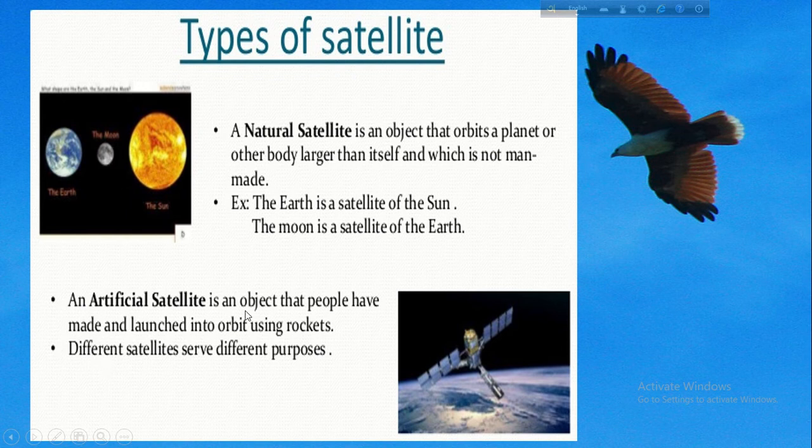An artificial satellite is an object that people have made and launched into orbit using rockets. The objects that are sent by men to outer space to revolve around the earth for getting different types of information of outer space are called artificial satellites. According to the task carried out, they are named as the commercial satellite, communication satellite, weather satellite, earth observation satellite, and military satellite. In higher classes you will know about these different types of satellites, and these different satellites serve different purposes.